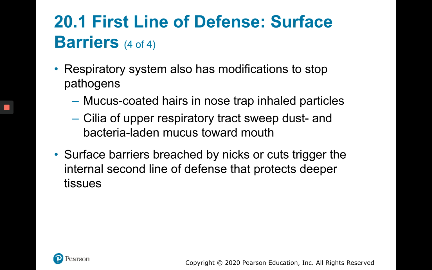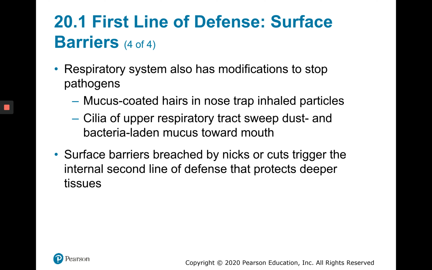Let's look at one particular organ system, for example, and how it utilizes chemicals of the first line of defense to protect itself. Not only protect itself, but to keep these pathogens from getting into deeper tissues. We'll look at the respiratory system, which has modifications to stop pathogens. It has mucus-coated hairs in the nose that trap inhaled particles before they get too far. We have cilia in the upper respiratory tract, so that's going to be structures like the larynx, which is your voice box, and your trachea, which is your windpipe.